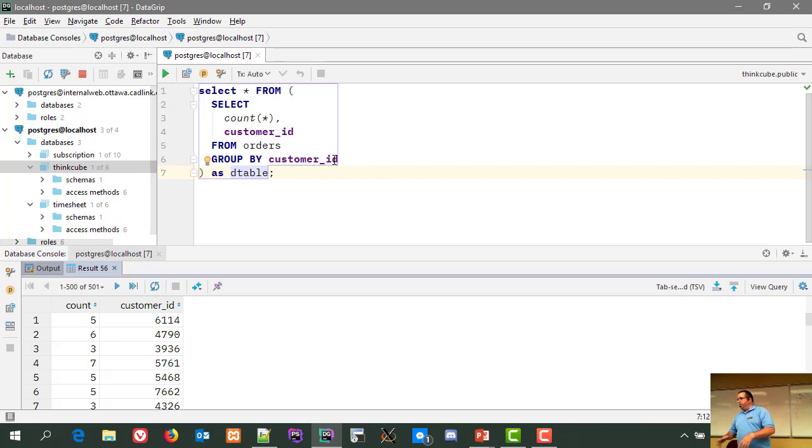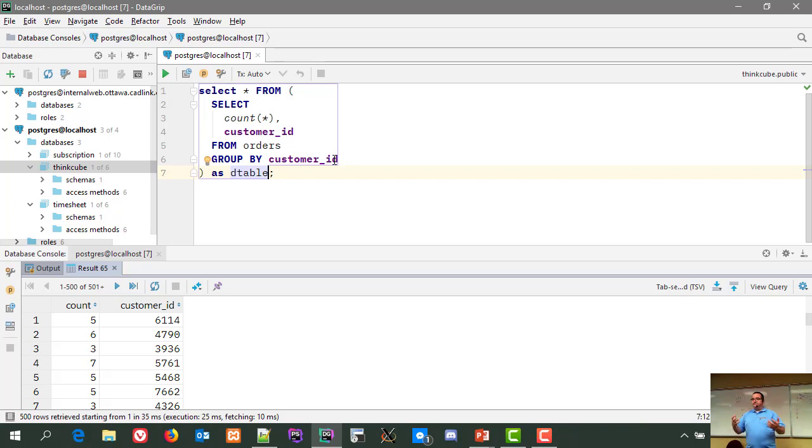Now, no, I didn't forget anything. You notice I'm running this again and it looks exactly the same. You'll see the little run icon flashing at the bottom there. Now I'm telling it to grab everything from here, but it looks exactly the same. However, it's not behaving the same. What it's done, and you'll notice I put an alias as dtable. You cannot have a derived table without an alias. You can call it whatever you want. You want to call it Bob? You can call it Bob. I call it dtable just so it's obvious that it's a derived table.